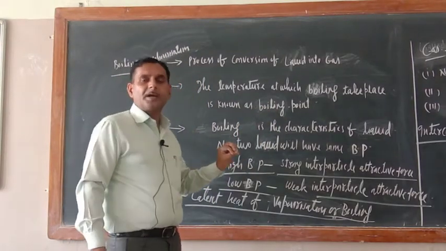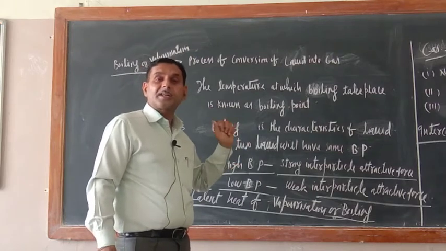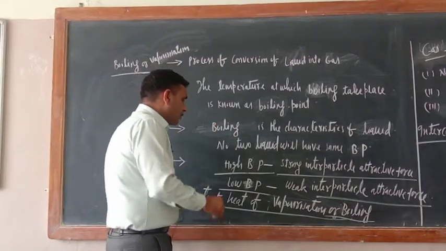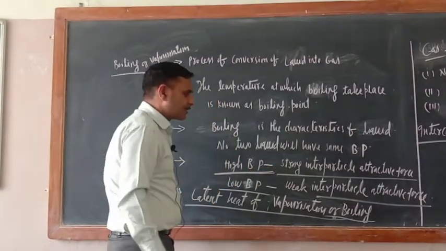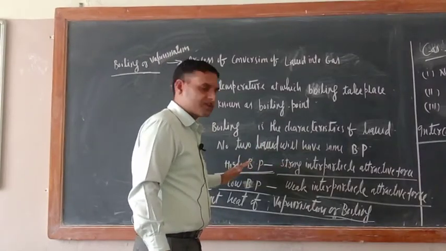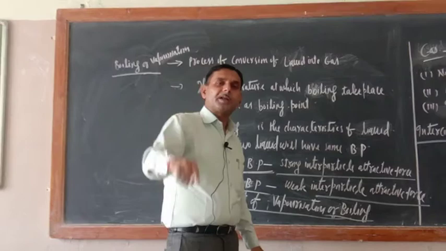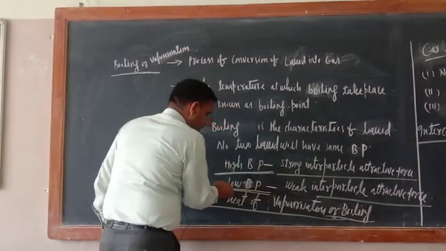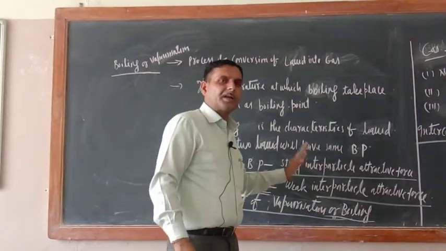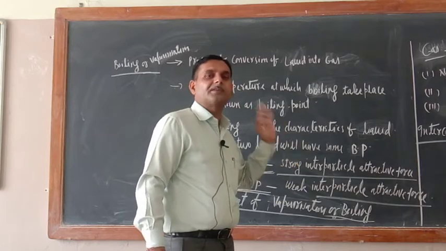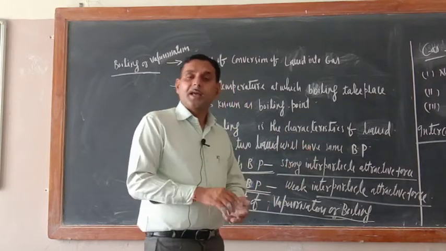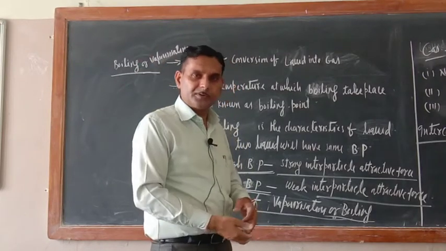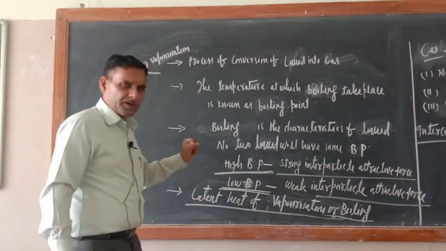Now this boiling point is the measure of the interparticle attractive force of the liquid. If boiling point is high, what is the meaning of high boiling point? The interparticle attractive force of that liquid is strong. Similarly, if boiling point is low, what is the meaning of low boiling point? The interparticle attractive force is weak. That is why their boiling point is less. If boiling point is less, it means you have to supply less amount of heat to break that interparticle attractive force. So now try to understand.